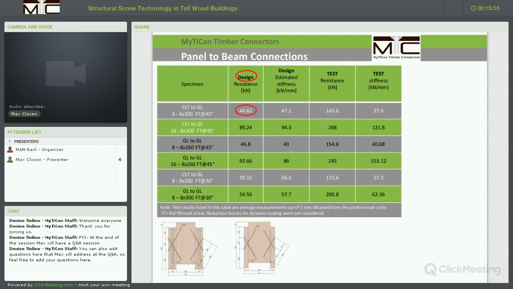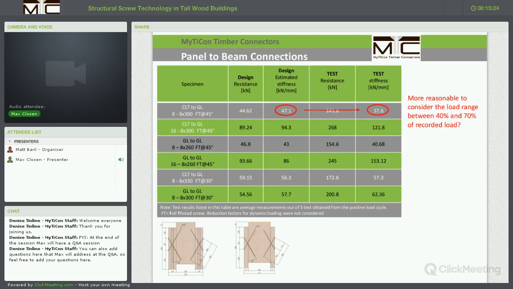In regards to design capacities, we have taken the Canadian code approval, or you could also take one of the ICC approvals, to calculate the capacities of these connections. The design resistance would be roughly 44 kilonewton, and in the test we have seen 143 kilonewton, so we have an overstrength or safety factor of around 3.